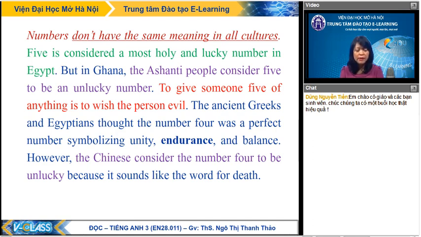5 is considered a most holy and lucky number in Egypt. So it is the meaning of 5 here, right? Next one, but in Ghana, the Ashanti people consider 5 to be unlucky. So you see that in Egypt it is very lucky, but in another country it is unlucky. To give somebody 5 of anything is to wish the person evil. Okay? So you see that the supporting idea here must support the controlling idea, proving that numbers don't have the same meaning in all cultures. So you know the organization of a paragraph here, right?